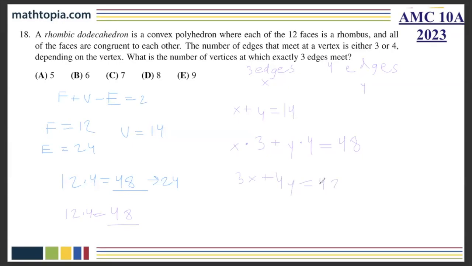And now, finally, we can solve for x by multiplying the first equation by 4. We get 4x plus 4y is equal to 56. And subtracting these two equations from each other, we get x is equal to 8. So 8 vertices have 3 edges meeting. And that's our answer, D.